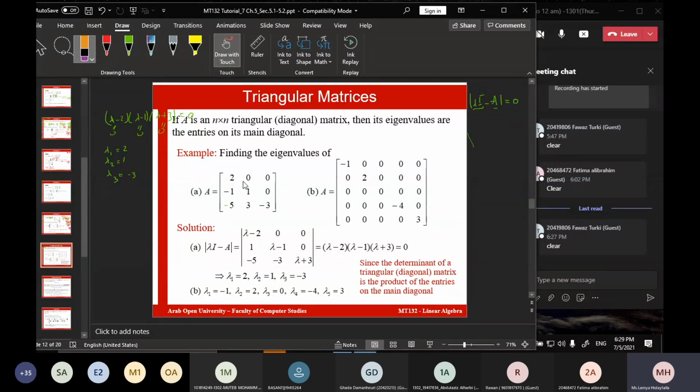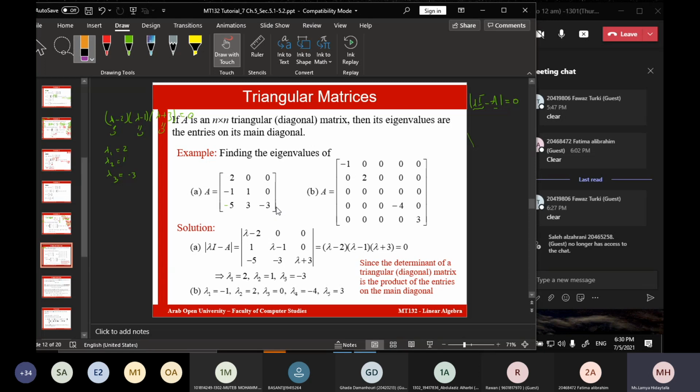So if your matrix is upper triangular, lower triangular, or diagonal, you can immediately get the eigenvalues from the matrix. In this case, what are the eigenvalues? 2, 1, and minus 3. What are the eigenvalues for this one? Do I need to make calculations? No need. Why? Because when you find the determinant later, you are going to end up with the elements that are here. So it is minus 1, 2, 0, minus 4, and 3. These are the eigenvalues corresponding to this one.